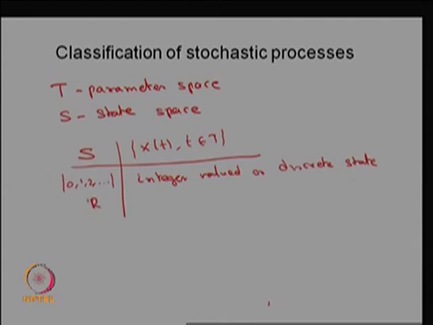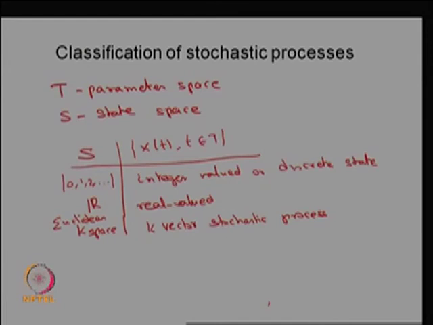Suppose the possible values of S are real values, then we call it a real valued stochastic process. Suppose it takes a k dimensional Euclidean space, then we call it a k vector stochastic process. That means each random variable is a one dimensional random variable, and like that you have k random variables for fixed t. Therefore, it is called a k vector stochastic process, in which each element is a one dimensional random variable for fixed t.